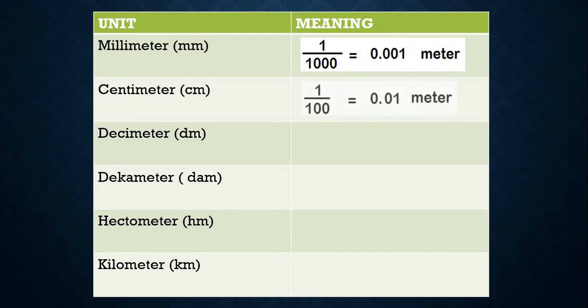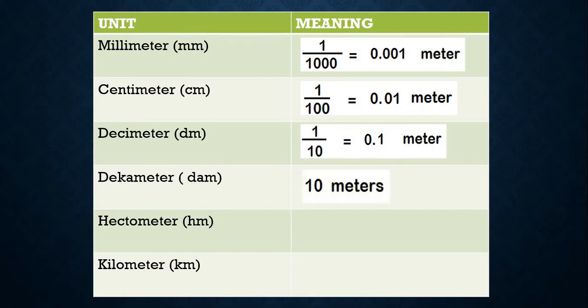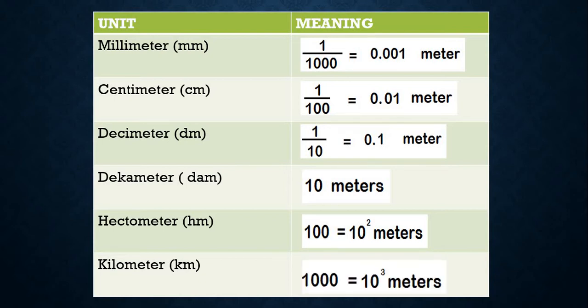Then, 1 centimeter is equivalent to 1 over 100, which is equal to 0.01 meter. While decimeter or dm is 1 over 10, equal to 0.1 meter. Decameter or dam is 10 meters. Hectometer or hm is 100 meters, or you can simply write it as 10 squared. And kilometer or km is 1,000 meters. Later, I will discuss how we use the conversion.